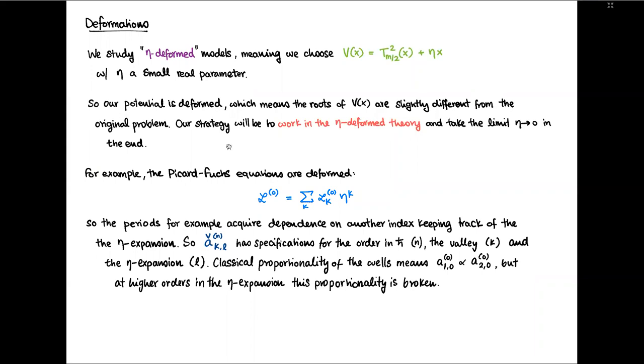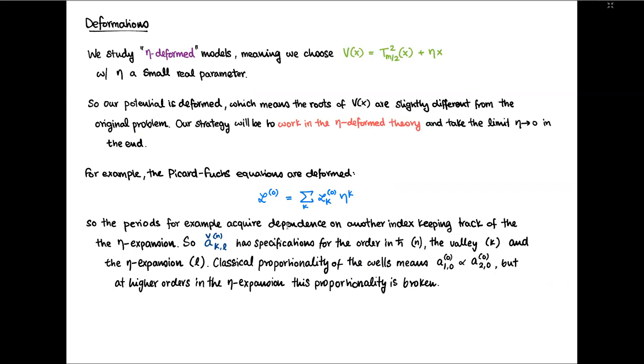What happens in this case is our potential is deformed, which means the roots of the potential are slightly different from the original problem. Our strategy will be to work in the eta deformed theory and then take the limit of eta going to zero in the end. For example, the Picard-Fuchs equations are also deformed similarly, because we have this new parameter in which to expand. Let's say this is the Picard-Fuchs equation governing the classical periods, and this admits an expansion in eta.